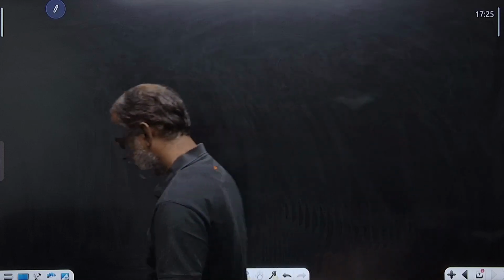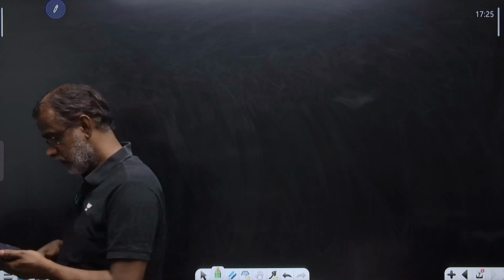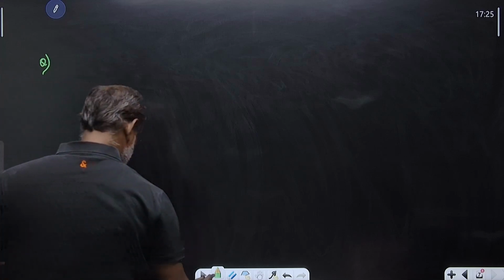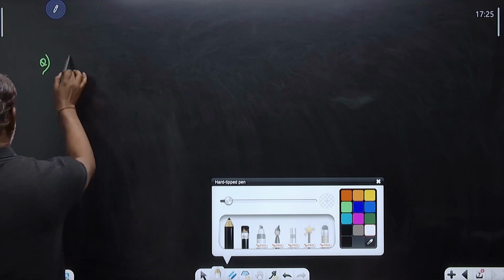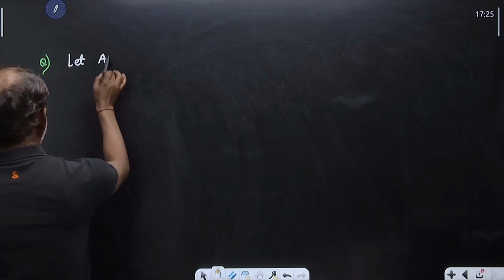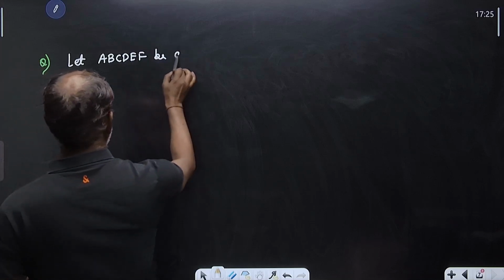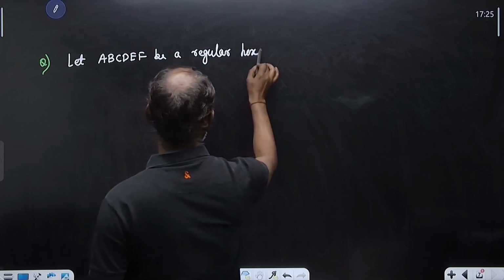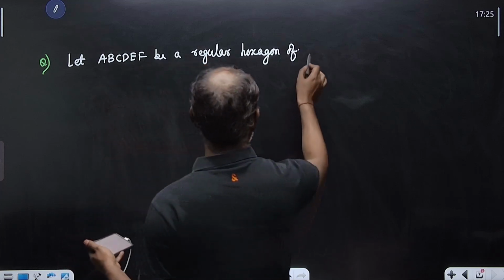Let us do one more problem, okay. I don't exactly remember the data, this is how I get it. And just look at the beauty of this problem. Let A, B, C, D, E, F be a regular polygon, sorry, a regular hexagon of area 1.